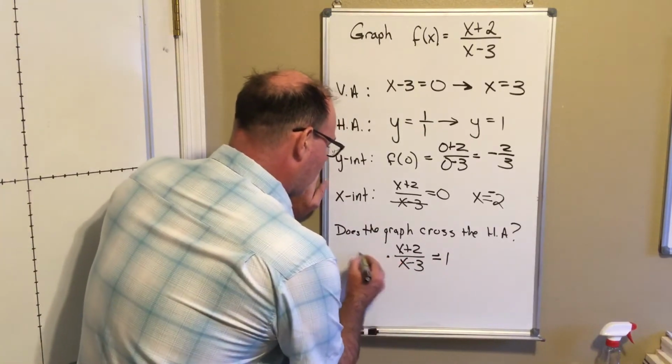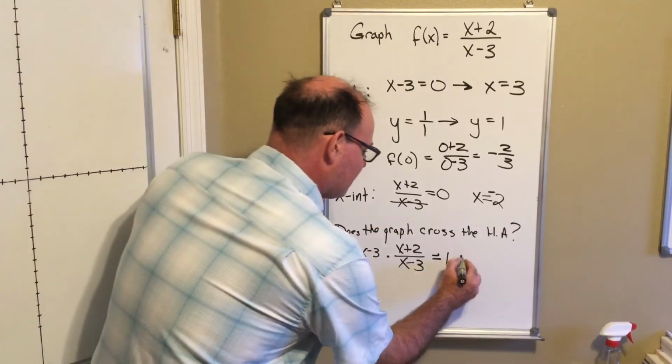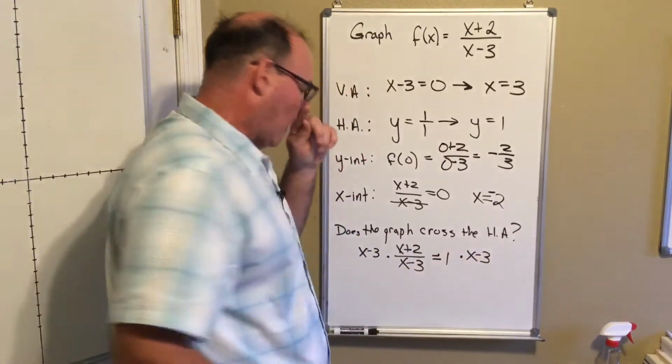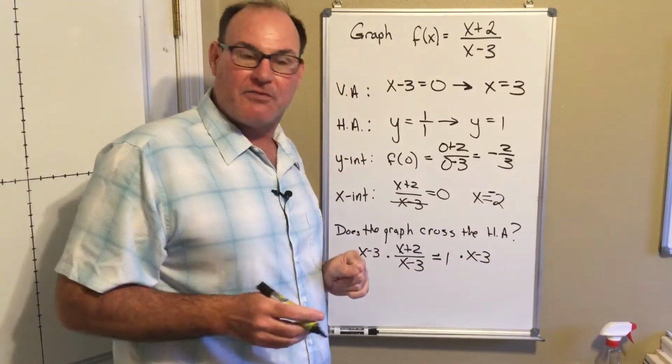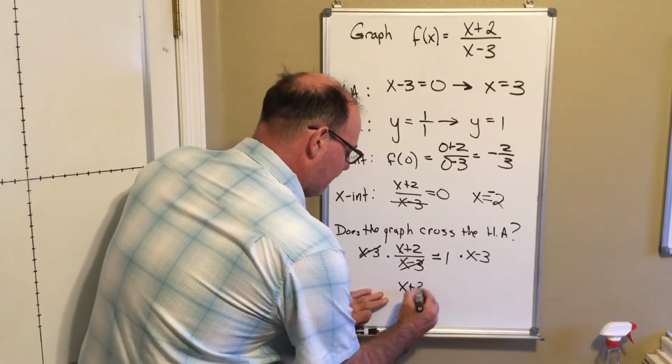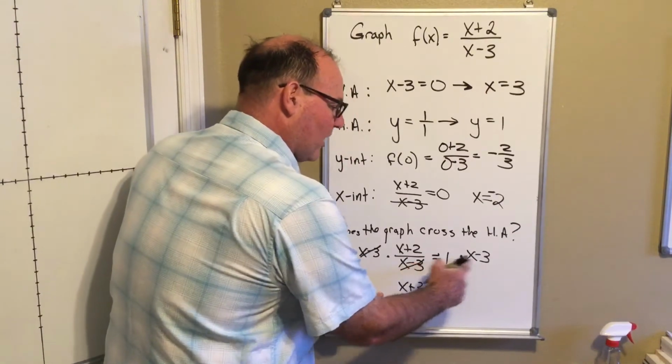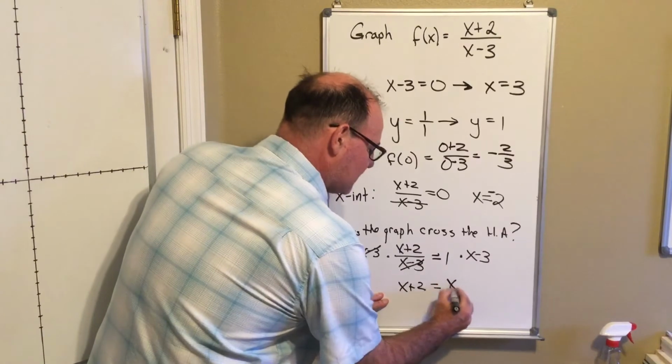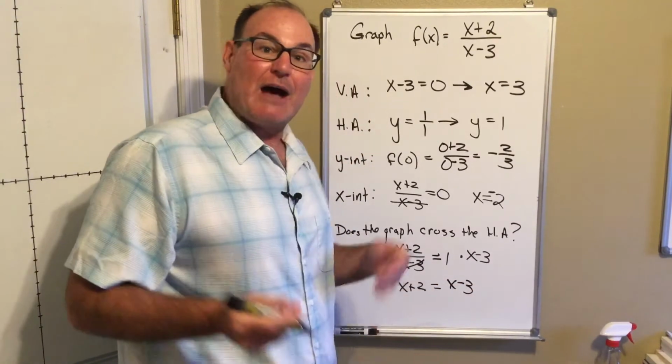We will talk more about this when we get to section 5.3. But for now, all you need to know is clear the fraction. On the left side, the x minus 3's cancel. On the right side, you have 1 times x minus 3, which is x minus 3. And now notice what happens.